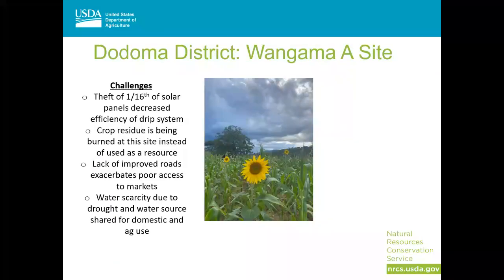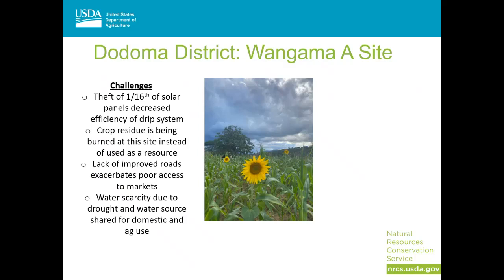They had theft of 1/16 of their solar panels, which decreased the efficiency of their drip system. They were also one of the only sites that had the drip system already up and running at the time that we got there. So Drew's portion of this trip was just making sure that the drip systems that they installed would be running efficiently and would provide information on troubleshooting the drip systems, or provide recommendations for making systems more efficient if they implemented them elsewhere.